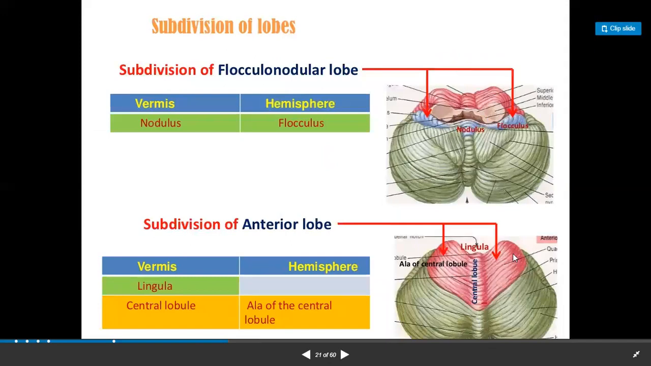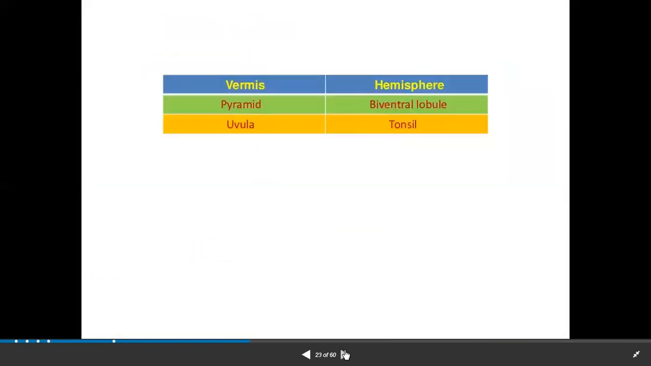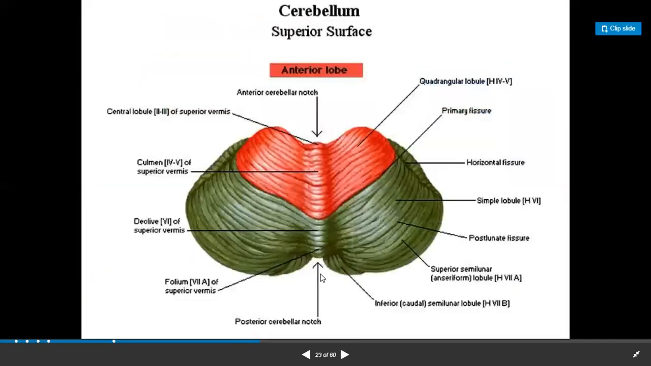Correspondingly, we will see the continuity with the cerebellar hemisphere. Lingula has no communication with the cerebellar hemisphere, whereas the central lobule's continuation you call as ala, and so on. So the subdivisions of the lobes are very, very important. You should know the names of the subdivisions of vermis and then you should know the continuation of the cerebellar hemisphere. Okay, so this is all vermis, which I have told you: L, C, C, D, F, T.